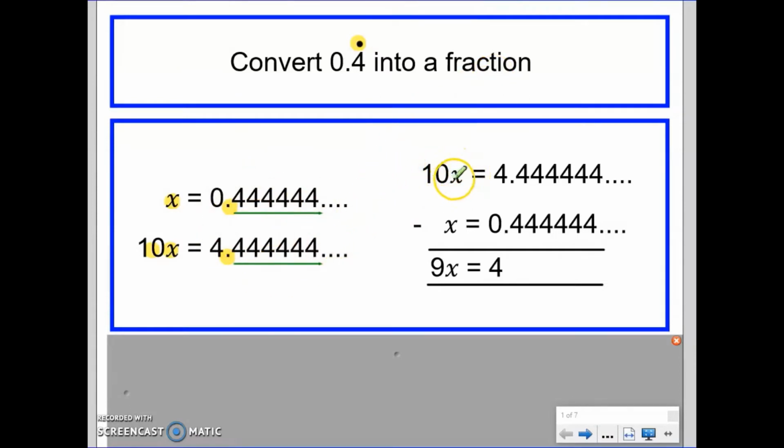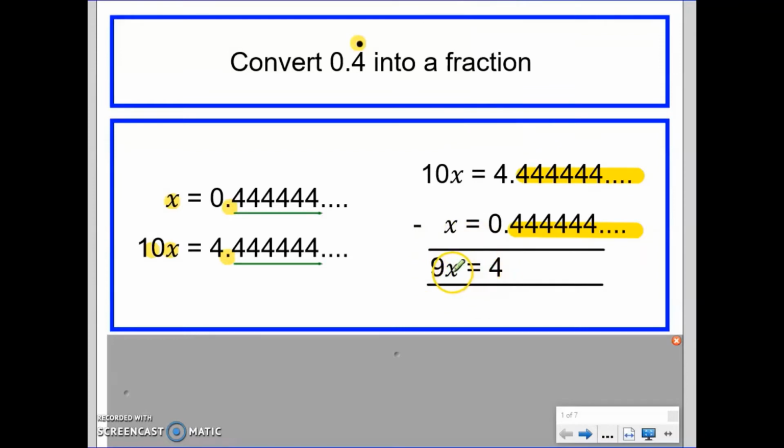So I'm going to take my 10x, which is 4.4 recurring, and subtract away my single x, which is 0.4 recurring. When I do the subtraction, 10x take away x leaves me with 9x. And this number subtract this number, because the digits after the decimal point are the same, they would be removed because we're subtracting one from the other. So essentially what I'm doing is 4 take away 0, giving me 4. Now I'm left with 9x equals 4.